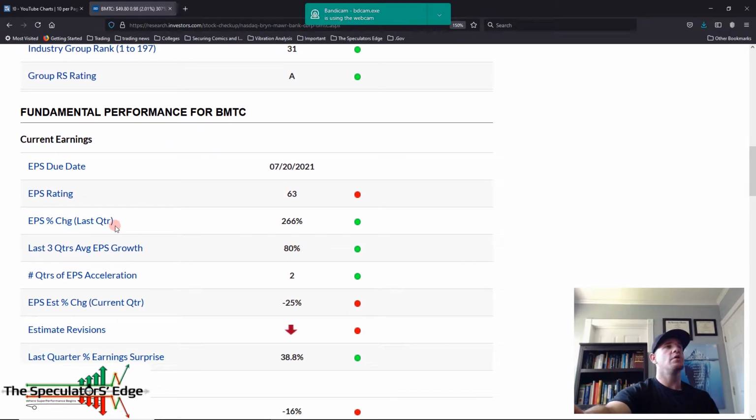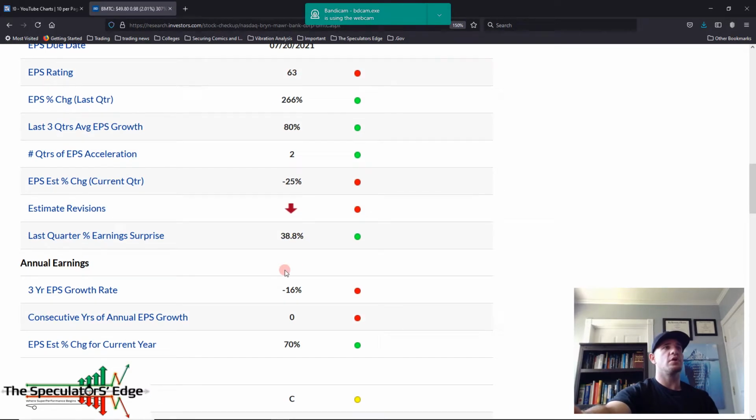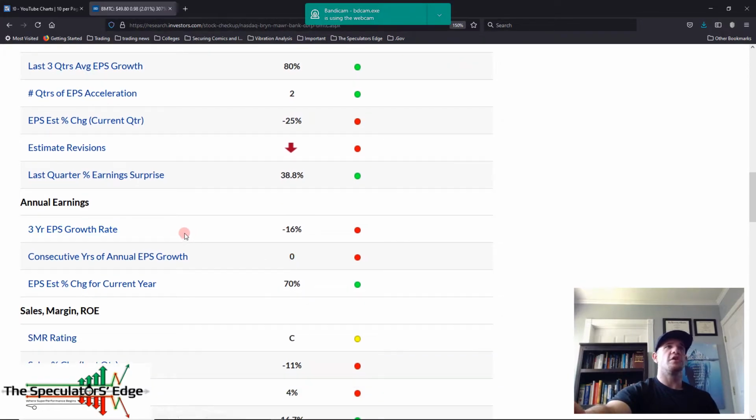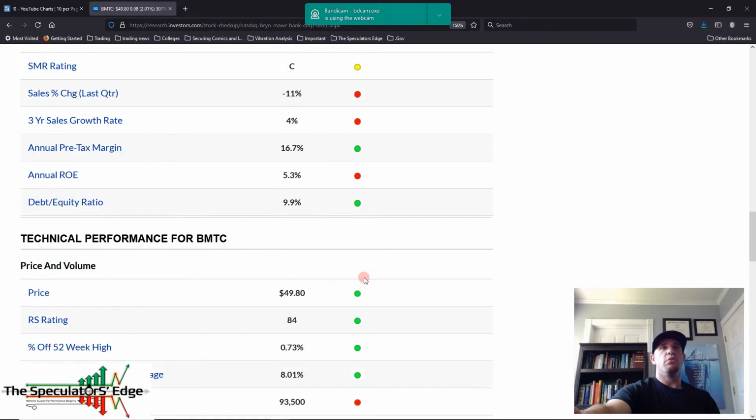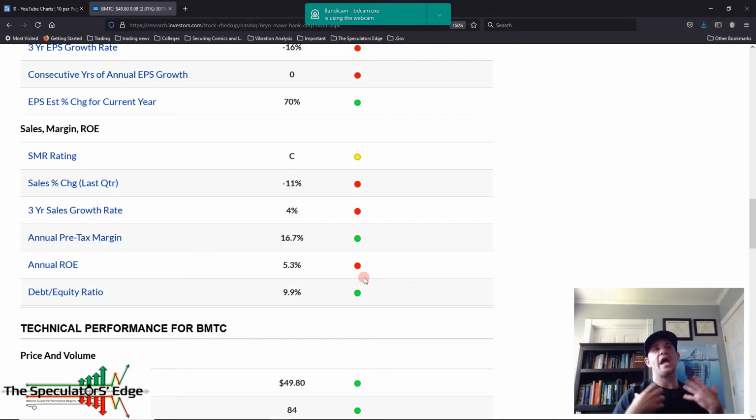Earnings per share percent change last quarter, 266%. Excellent. Last 3 quarters average earnings per share growth is 80%, which is excellent. Really, really good. The 3-year earnings per share growth rate, not so great at negative 16%, but the earnings per share estimated percent change for the current year is 70%, which is good. Annual pre-tax margin, excellent, 16.7%. The sales, of course, not so great, and the 3-year sales growth rate, not so great. But like I said, I'm more of a technical guy. I trade price action. Price has to prove to me it's everything, okay?